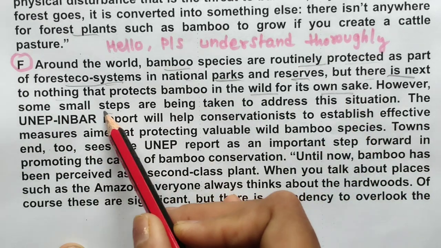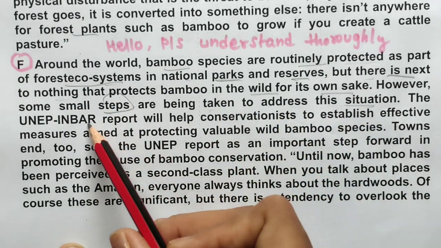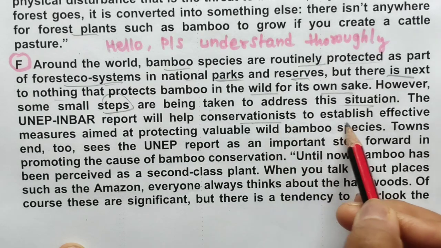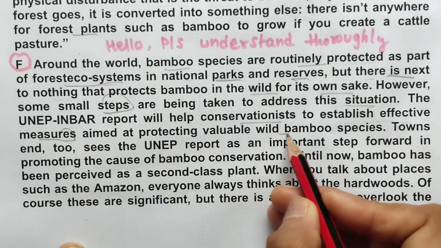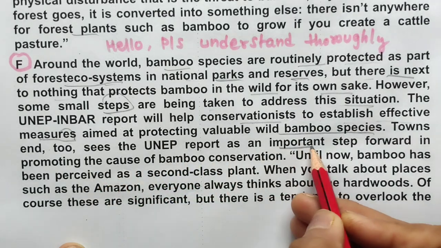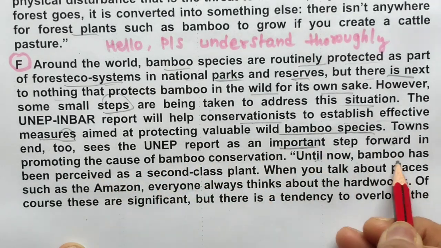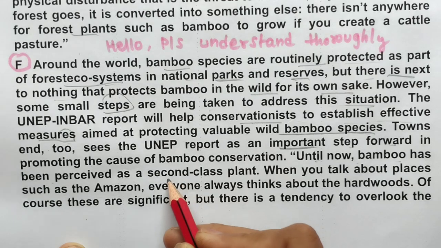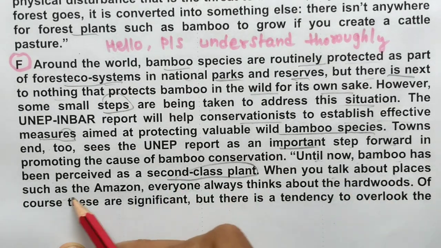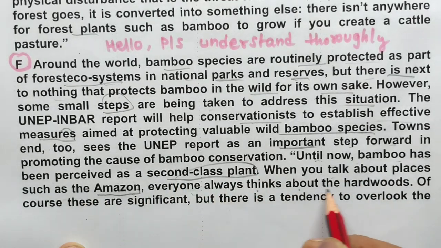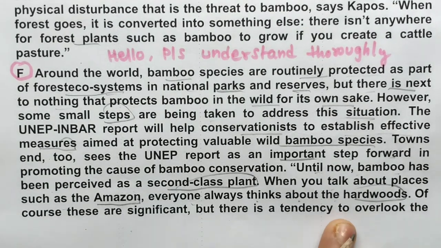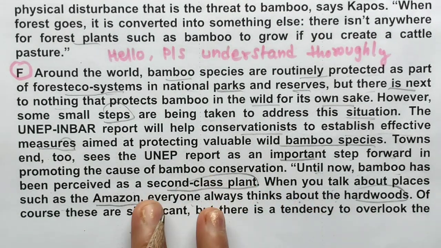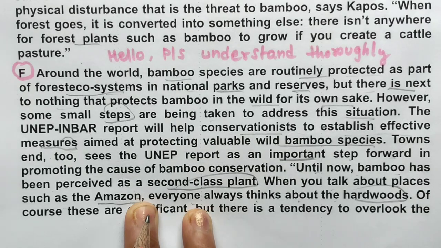However, small steps are being taken to address this situation. The report will help conservationists to establish effective measures aimed at protecting valuable wild species. An important step. Until now, bamboo has been perceived as a second-class plant. When you talk about places such as the Amazon, everyone always thinks about hardwoods. At the same time, some part of the paragraph is also left. In the same way you will be doing your reading. Just believe me, just open this reading and do it.